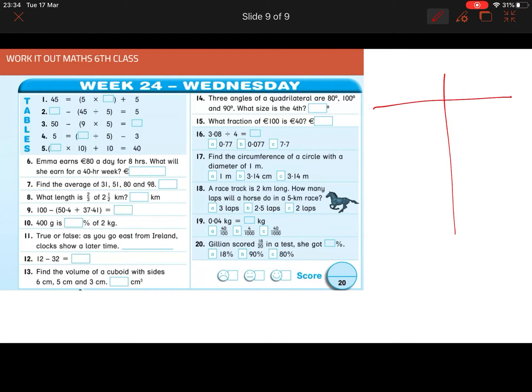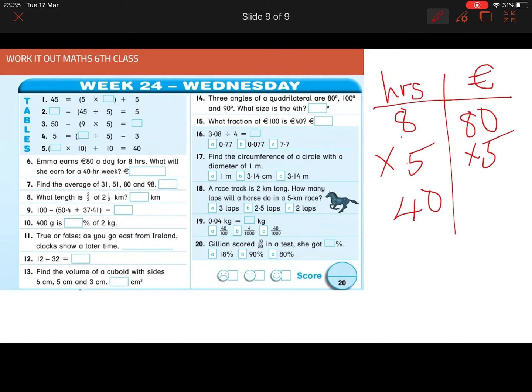Number 6, do your T-chart. So 8 hours is €80. So 40 hours, you can work it up, find out. So we need to multiply this by what? We have to multiply that by 5. So let's multiply this side of the T-chart by 5.